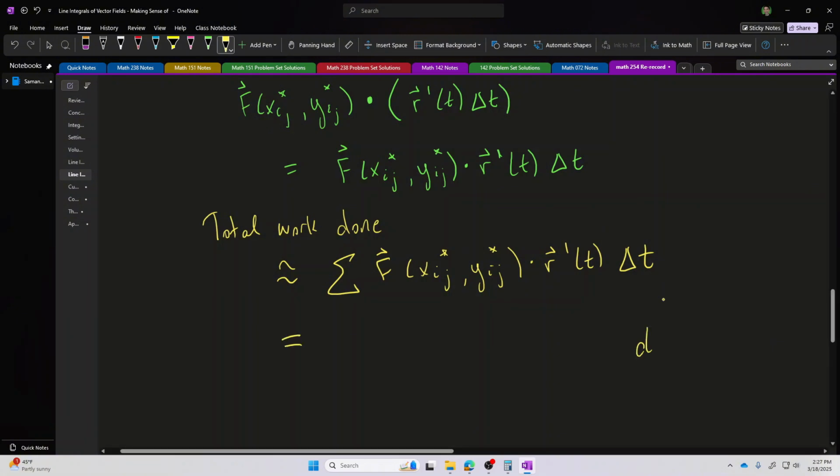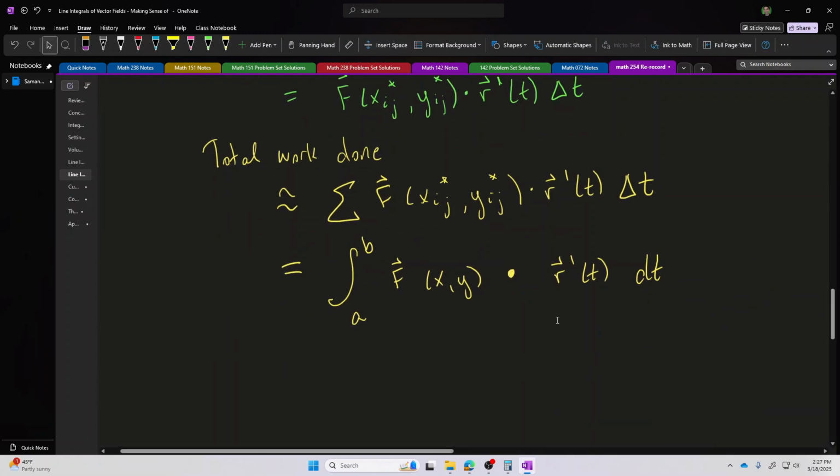And as delta t decreases towards 0, it becomes dt, and I have f at x y with the stars and the subscripts taken away, dotted with this tangent vector as integrated from my smallest t value to the largest t value. And so this would calculate the total work done by this force field acting on the object as it moves through this curve with this parametrization.